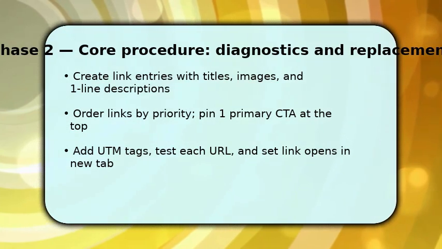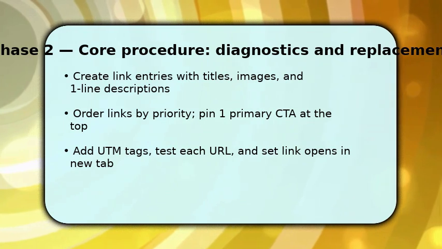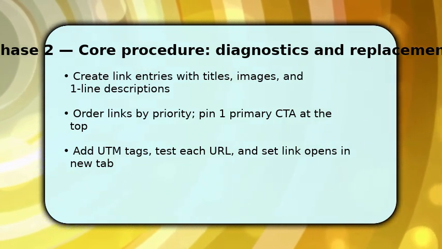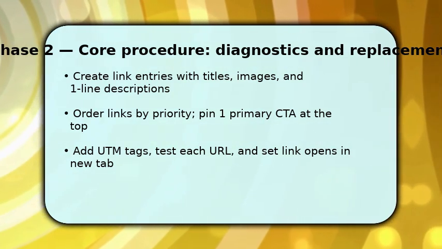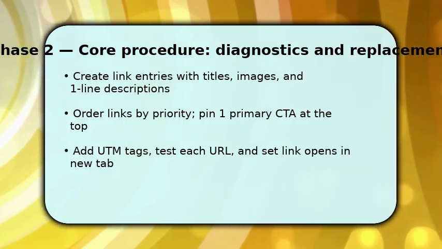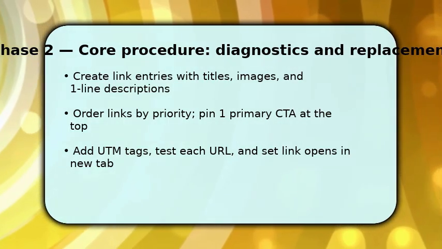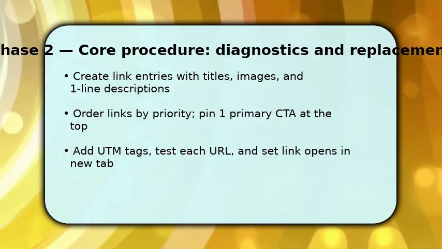Once done with basics, build the link list. Add each entry with a clear title, optional image, and one-line description so visitors decide fast. Arrange links by priority. Place your primary CTA at the top and consider grouping related items.